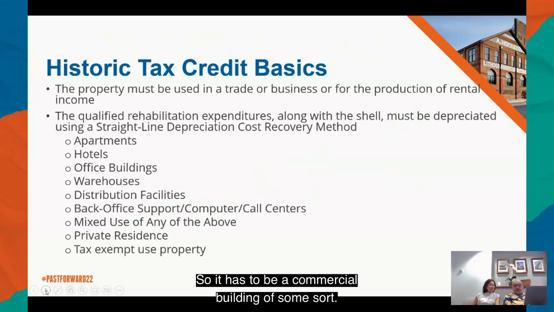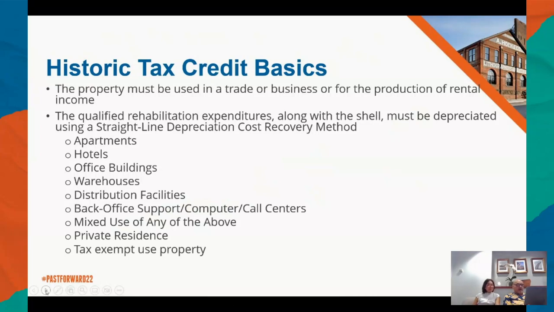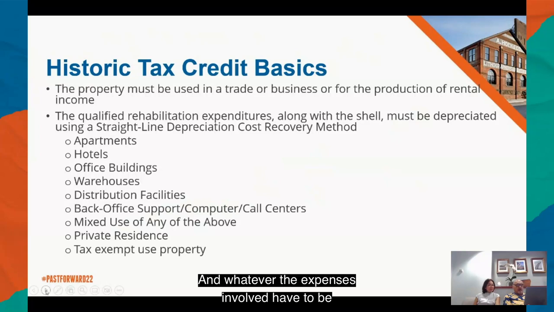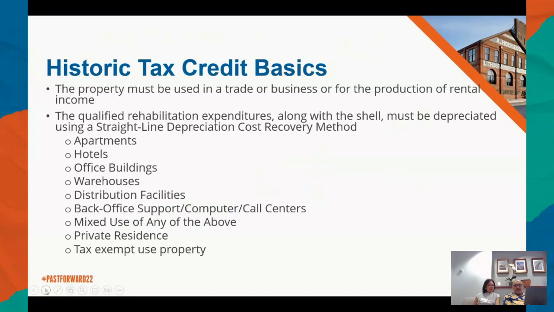So it has to be a commercial building of some sort. And whatever the expenses involved have to be recovered or depreciated through straight line depreciation.